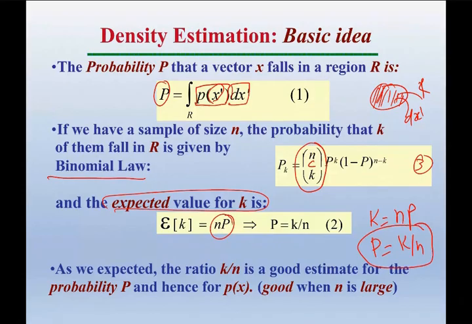So as we expected, the ratio k by n is a good estimate for the probability p of x. So when n is of large value, say maybe 1000, 2000, or maybe 10,000, so as this n number of samples is quite good, then this estimation is better and better.